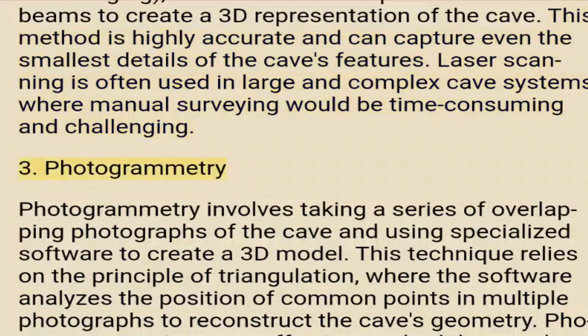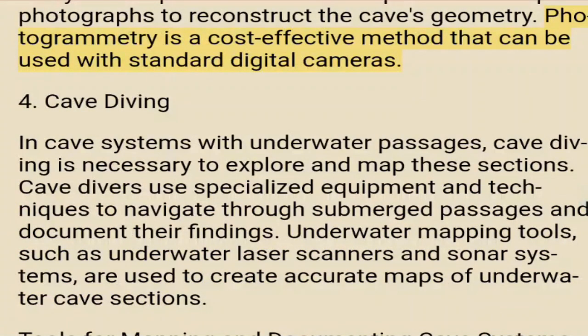3. Photogrammetry. Photogrammetry involves taking a series of overlapping photographs of the cave and using specialized software to create a 3D model. This technique relies on the principle of triangulation, where the software analyzes the position of common points in multiple photographs to reconstruct the cave's geometry. Photogrammetry is a cost-effective method that can be used with standard digital cameras.